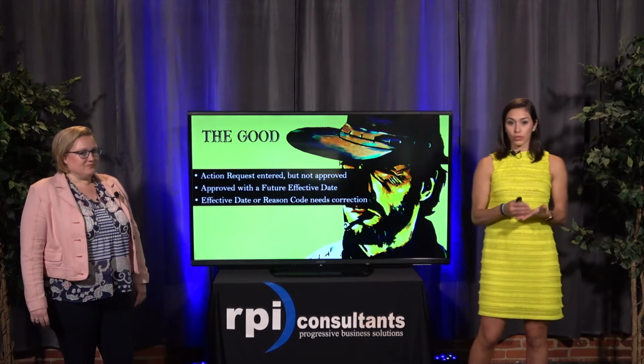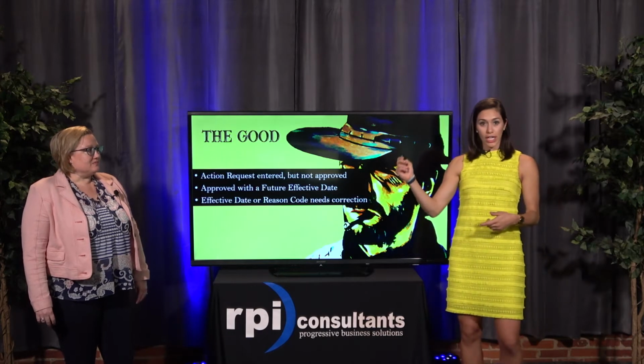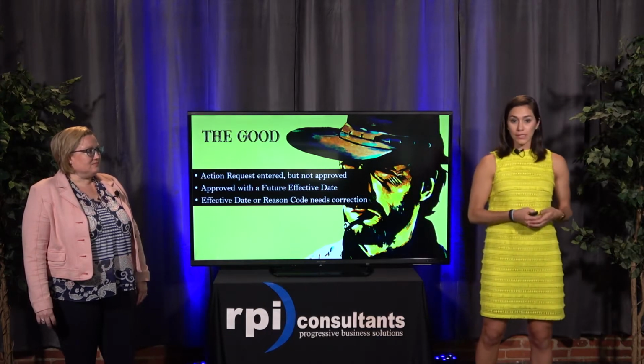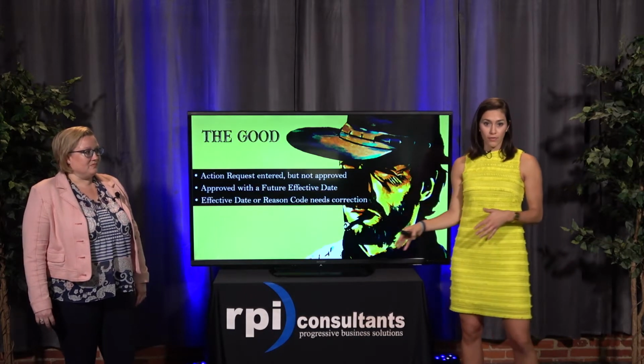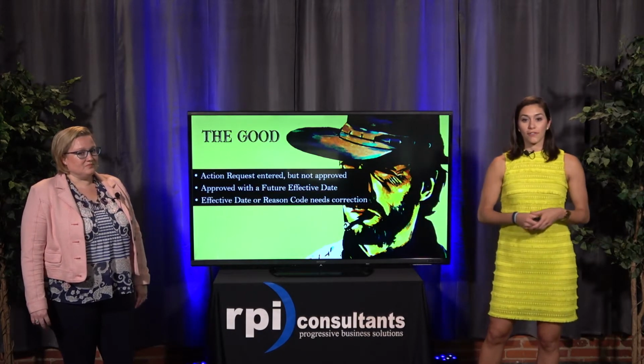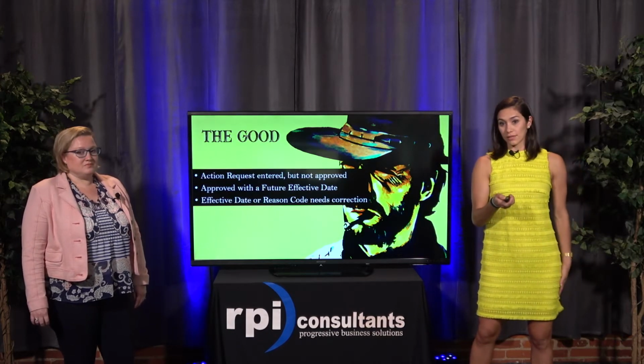So the first one is action request has been entered, but it hasn't been approved yet. So maybe I put in a pay rate increase for Janna, but it hasn't gone through the approval steps. The next one is it has actually been approved, but with a future effective date, so it hasn't taken effect yet. And then the last one we have is the effective date or the reason code needs a correction after it's been processed.